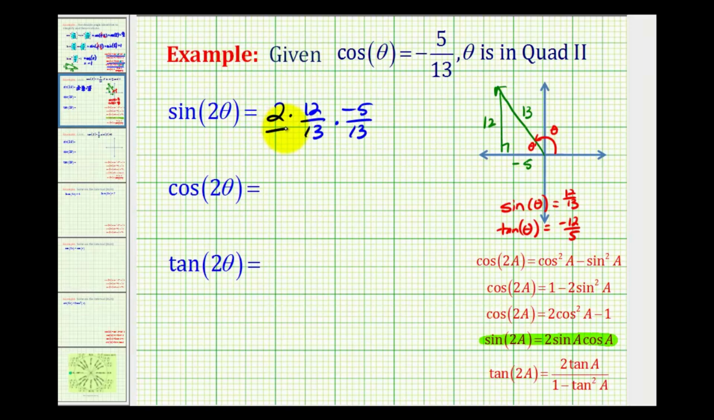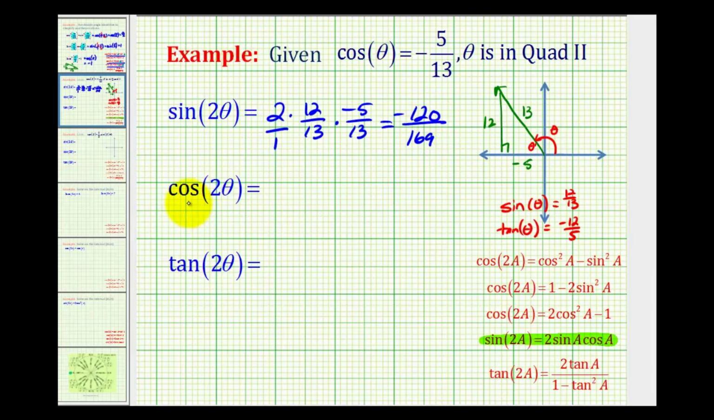Let's go ahead and put the 2 over a 1. Nothing here simplifies, so we'll multiply across the top and bottom. 13 times 13 is 169. 2 times 12 is 24. 24 times negative 5 is equal to negative 120. So sine 2 theta is equal to negative 120 divided by 169.